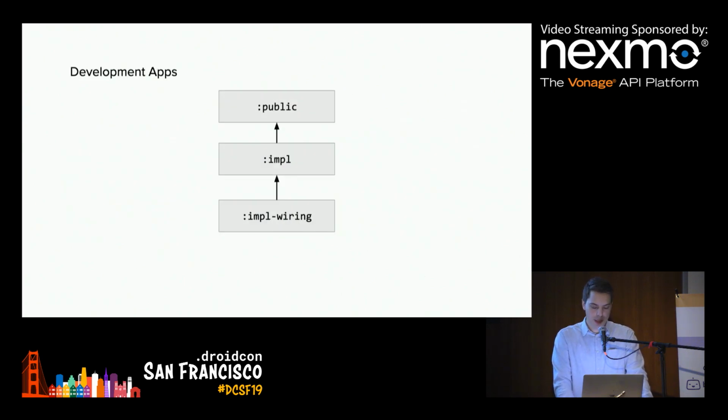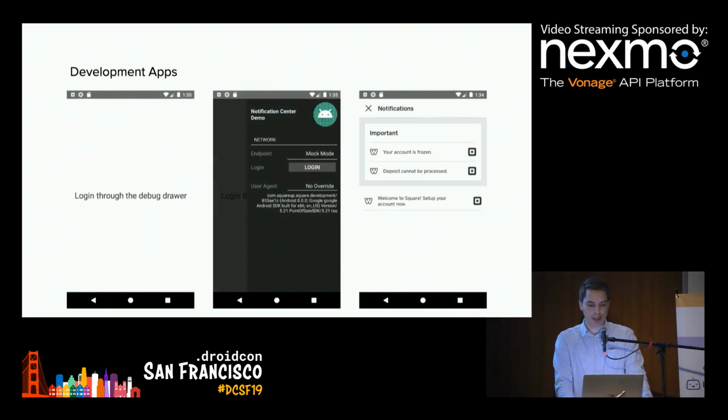The other really important piece in our code base are development apps, and they sit right below the impl wiring. Development apps are the idea that you take any feature out of our application, you put it into a separate application, and you run this application in isolation. And that's what you usually see when you create a new development app at Square, you see the login screen, and then in the debug drawer on the side, you can log in, and then you see a feature on the screen.